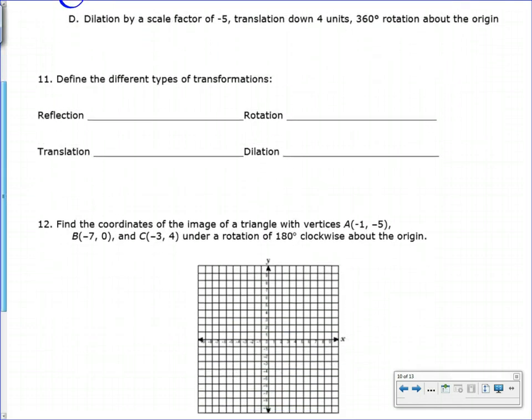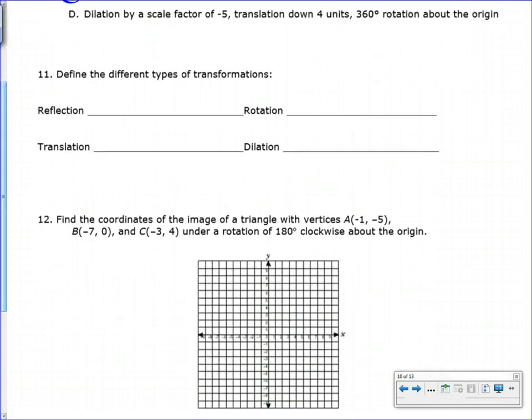Number 11, define the different types. So a reflection, that's a flip. A rotation, you're taking the image and you're going to turn. A translation is a slide. So we're taking that image and we're just moving it up, down, left, or right.